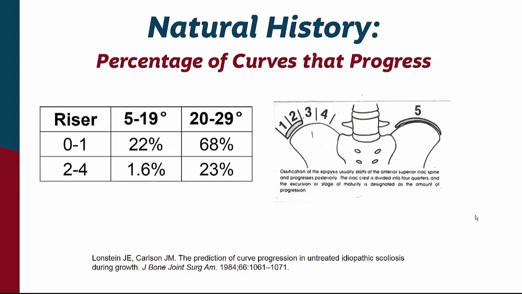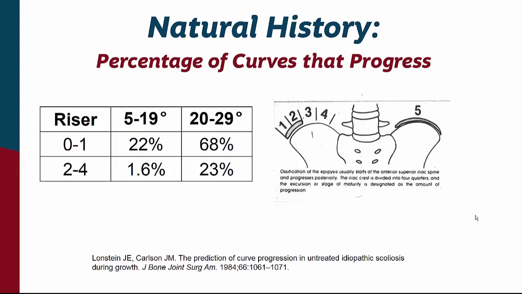Idiopathic scoliosis often progresses or has the greatest risk of progression with skeletal immaturity. So young children that have a lot of growth have the greatest risk of progression. In the Lonstein and Carlson paper, patients that were RISR 0 to 1 with 20 to 30 degree curves at presentation had about a 68% chance of progressing, whereas more skeletally mature patients, such as RISR 2 to 4, with smaller curves had less chance.